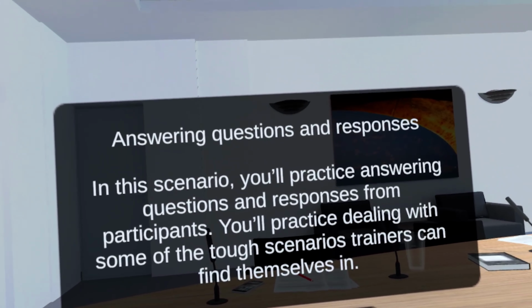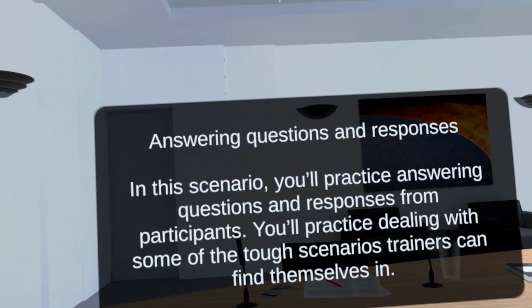So that's testing your ability, starting the session, questions and responses. Answering questions and responses. In this scenario, you'll practice answering questions and responses from participants. You'll practice dealing with some of the tough scenarios trainers can find themselves in. Responses to your questions can take several forms. Some might be correct, others off topic or wrong. In this section of the training, you'll practice dealing with both correct and incorrect responses. Check the points from the online training on the left wall. Now imagine you have asked the question, what time should you plan to cover difficult training material?